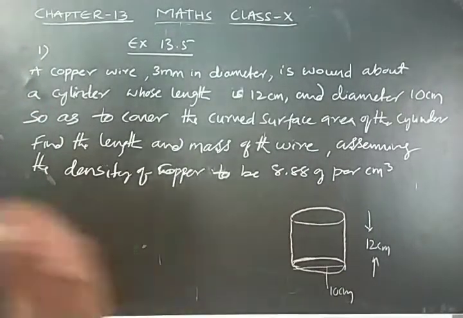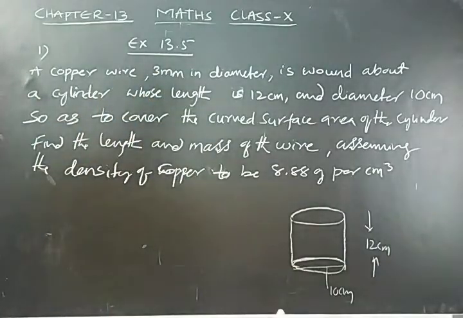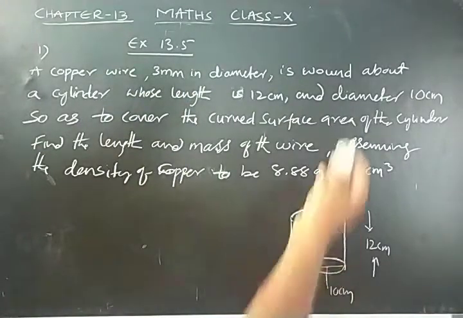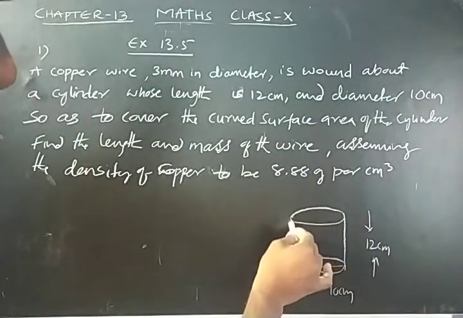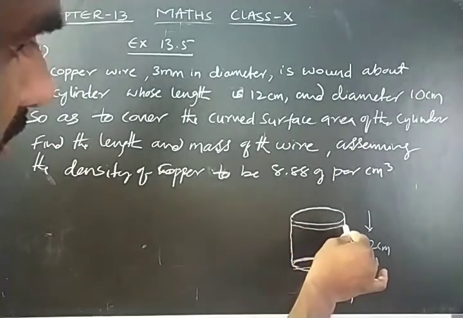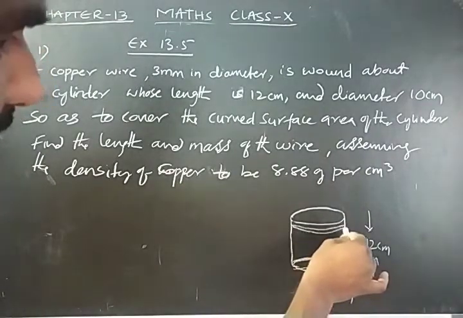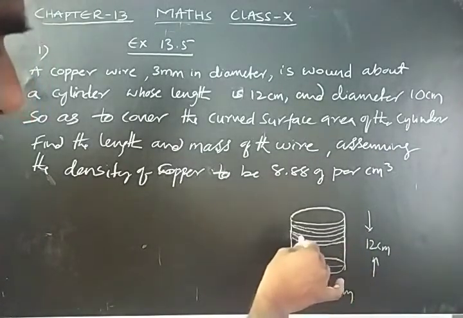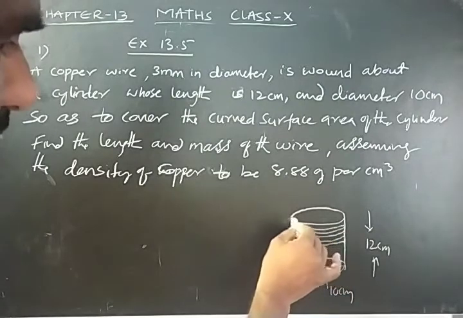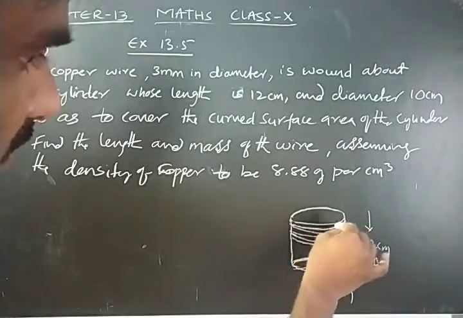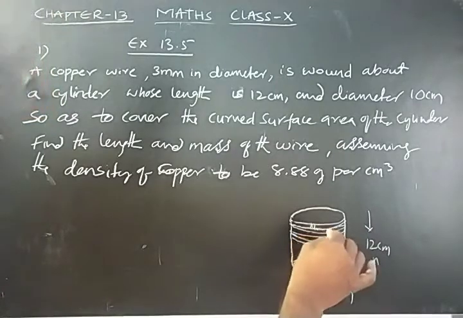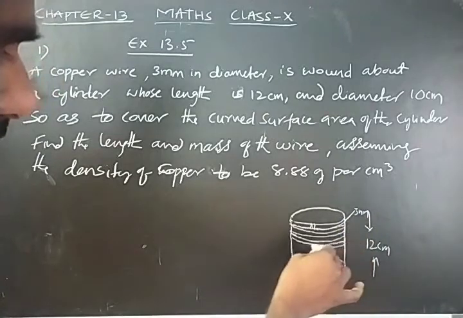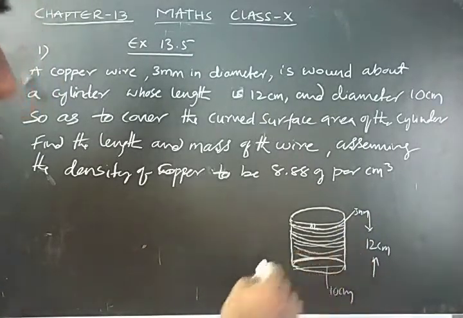Okay. What we are doing in this problem? We have one copper wire whose diameter is 3 millimeters, wound about the cylinder like this. Around the cylinder we have copper wire, suppose this is the copper wire, and its diameter is given. Its diameter is 3 millimeters. So around the total cylinder, we have the wire, right?